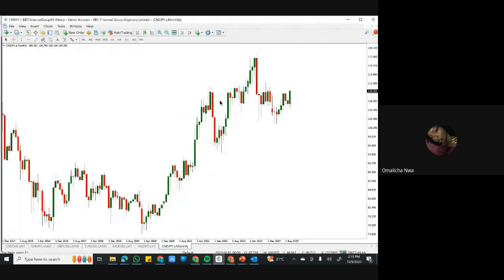Okay, so where do I identify? Let me get my rectangle. So show me, where can I start and identify areas of support and resistance? Let me give you, the overall high there is a resistance. Okay, the overall high here is a resistance.